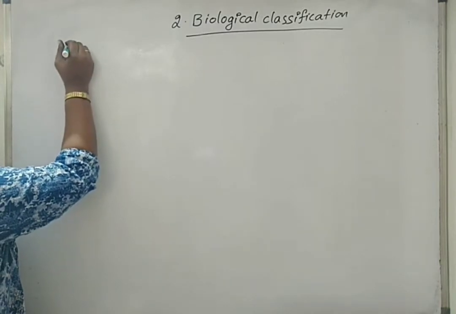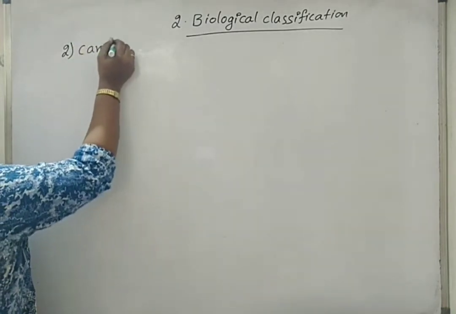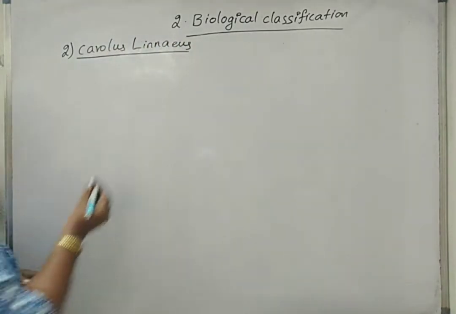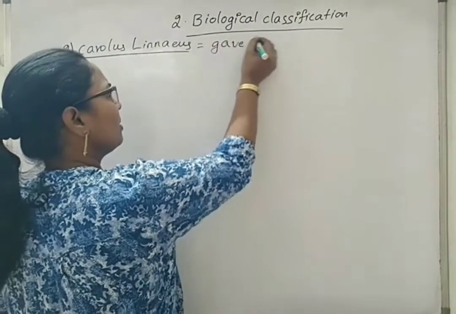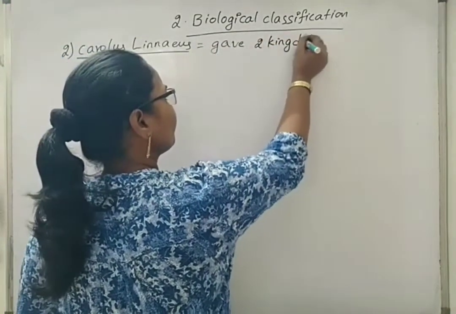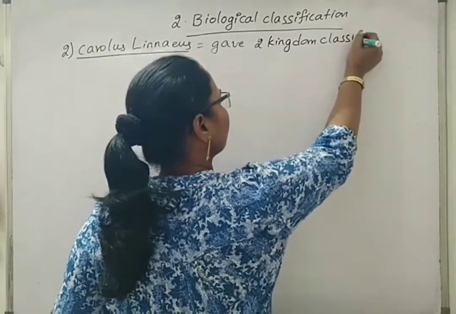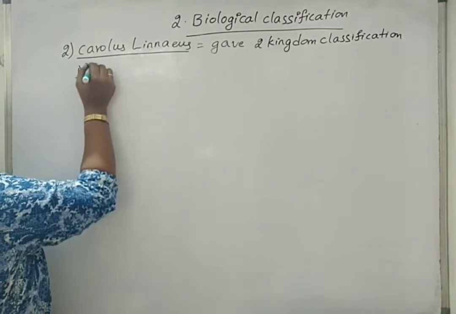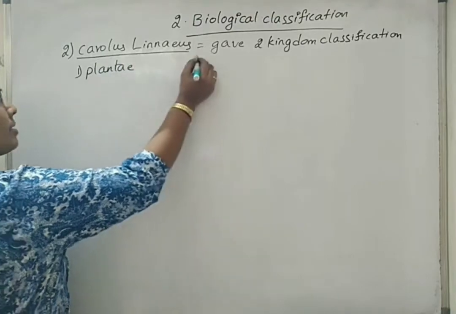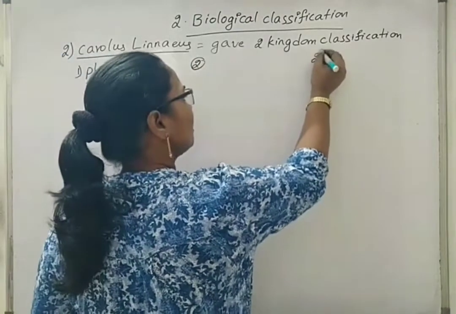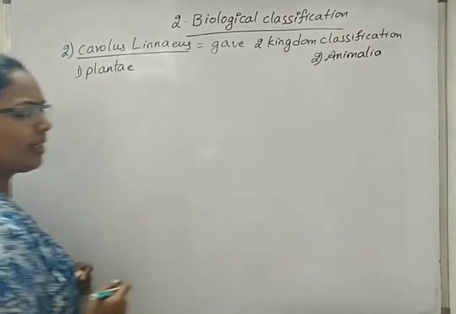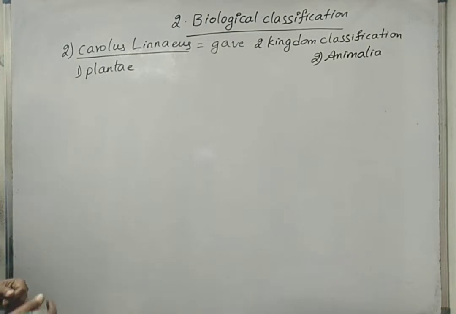Next classification is given by Carolus Linnaeus. Carolus Linnaeus gave a two kingdom classification. What are those two kingdoms? One is Plantae, second one Animalia. First one is Plantae, second one is Animalia. So he gave this classification in 1758.